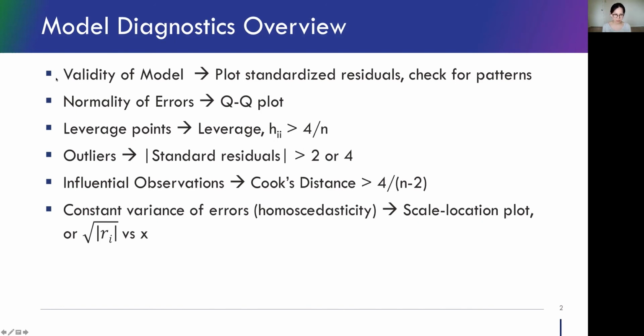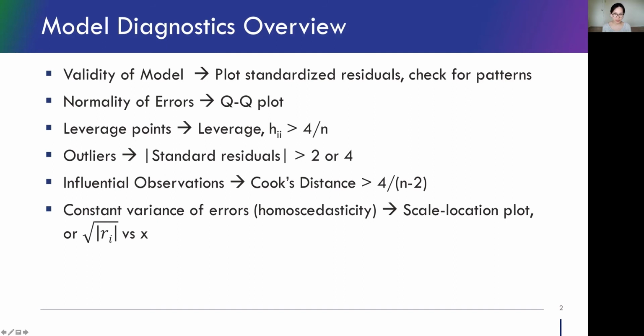We'll check if our model is valid or not by plotting the standardized residuals and looking for any patterns among the residuals, any trend. And we also check the normality of the error by plotting a QQ plot and checking if it aligns with a straight line, then the error is following a normal distribution.